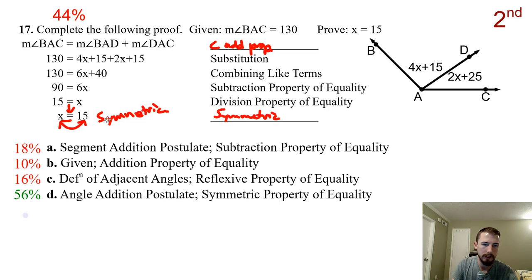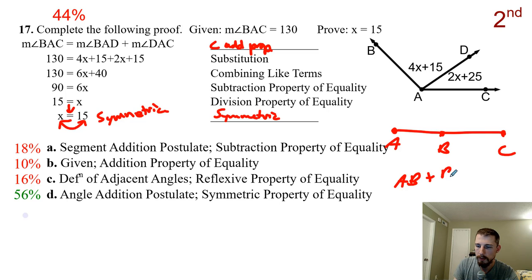This is not the segment addition postulate because we're not adding segments together. The segment addition postulate will look something along the lines of this. We always have to have 3 points there. So we have A, B, and C. The segment addition postulate would say that AB plus BC is equal to the whole thing, which is AC. Very similar to the segment addition postulate is the angle addition postulate, but of course here we're dealing with angles. So this angle plus this angle is equal to the whole thing.